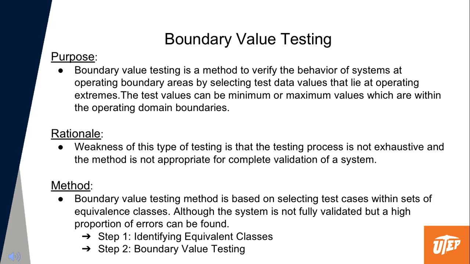Method. The boundary testing method is based on selecting test cases within sets of equivalence classes at the edge of the class rather than selecting any element at random. As a result, this method facilitates a possible reduction in the number of test cases relative to the number of detected errors. In summary, the system is not fully validated, but a high proportion of errors can be found.